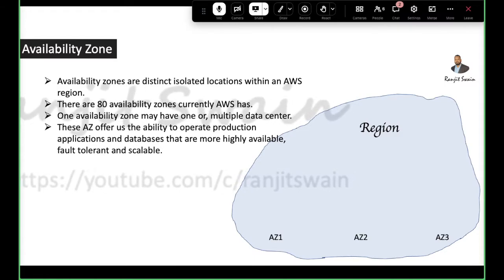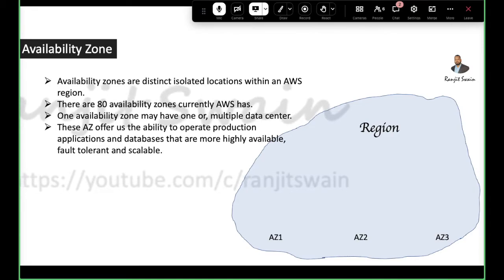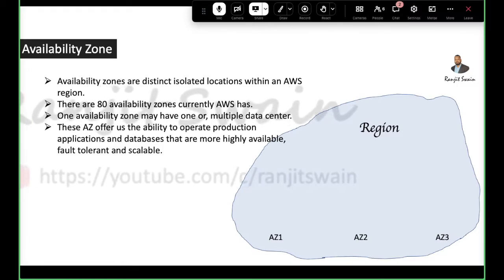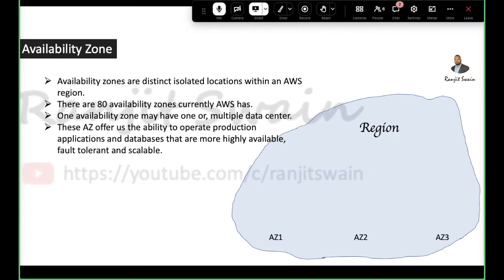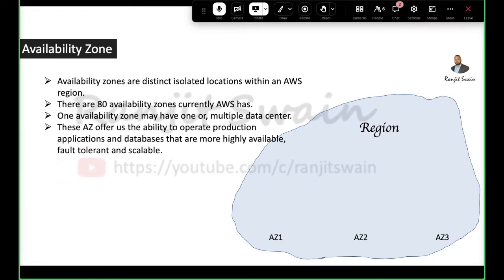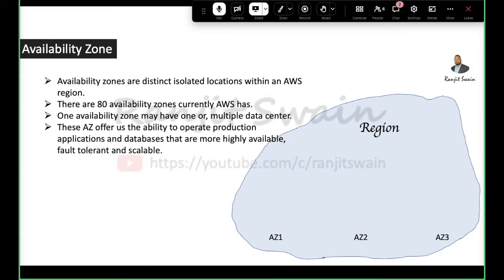In your company, if you work in production support, you would be remembering disaster recovery, that is DR. You might be following the DR plan. When we talk about a primary server and a secondary server, the primary server will always be your production server, and the secondary will be your DR server. That means we put our primary server in one availability zone and our secondary server in a different availability zone.